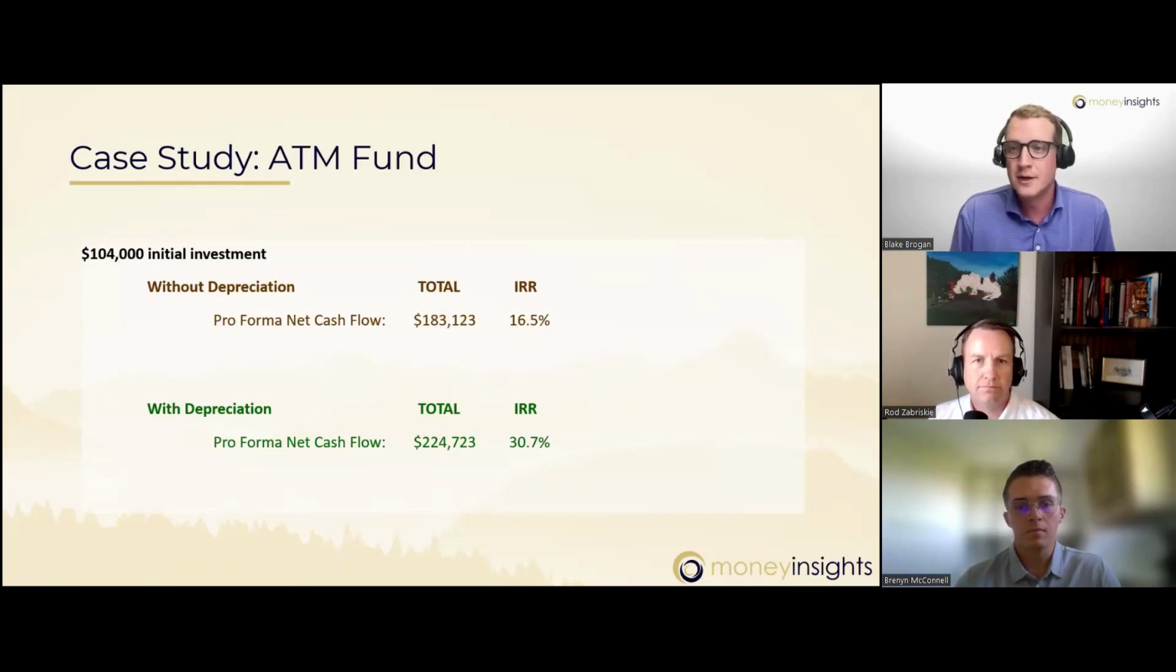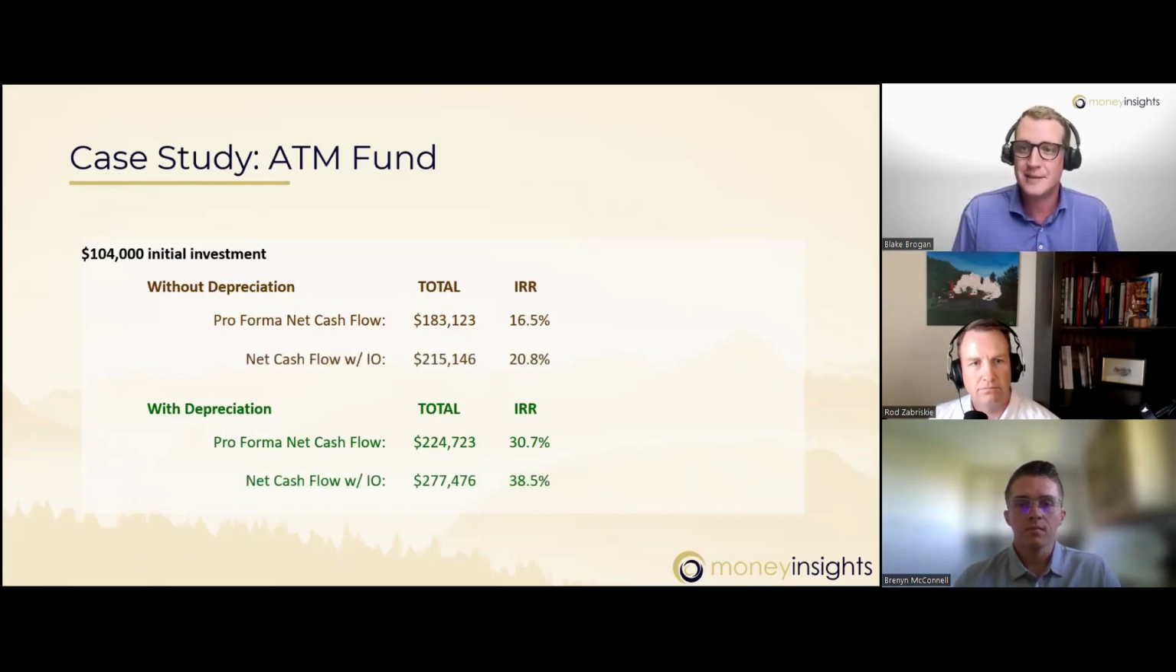So what are we talking about here? This could be any investments. You can plug in whatever you're doing currently in your investing. A lot of clients that we have participated in an ATM fund, so we're just picking one out there. In the pro forma of this ATM fund, it's calling for a $104,000 initial investment. We don't take into account any depreciation. The net cash flow from this deal would be $183,000 over the life of the deal, with an IRR of 16.5%. Now, with depreciation, we're able to create significantly higher returns, $224K with an IRR of 30.7%.